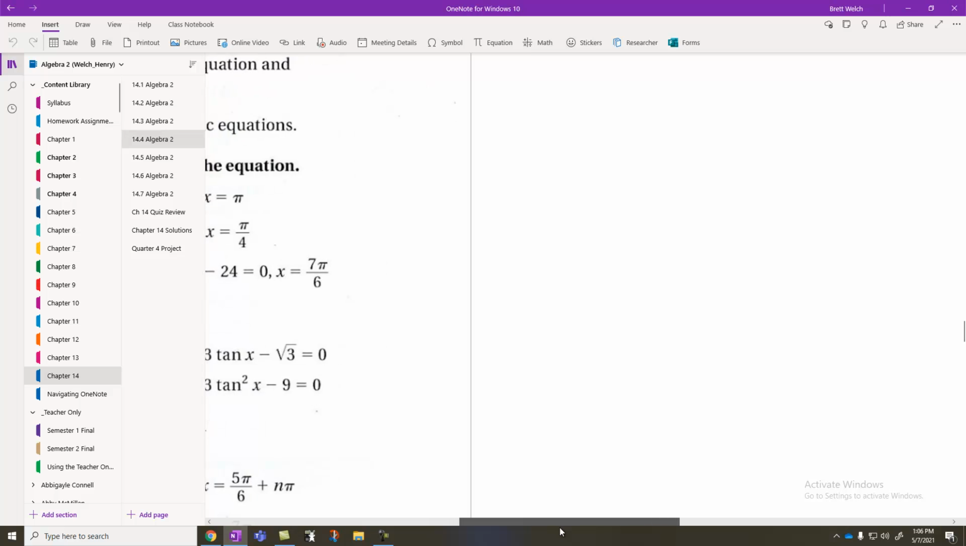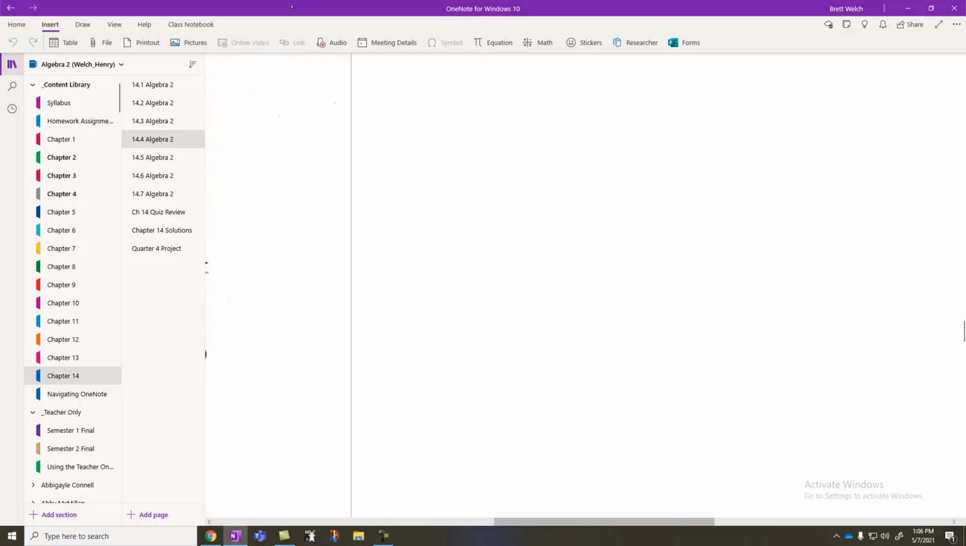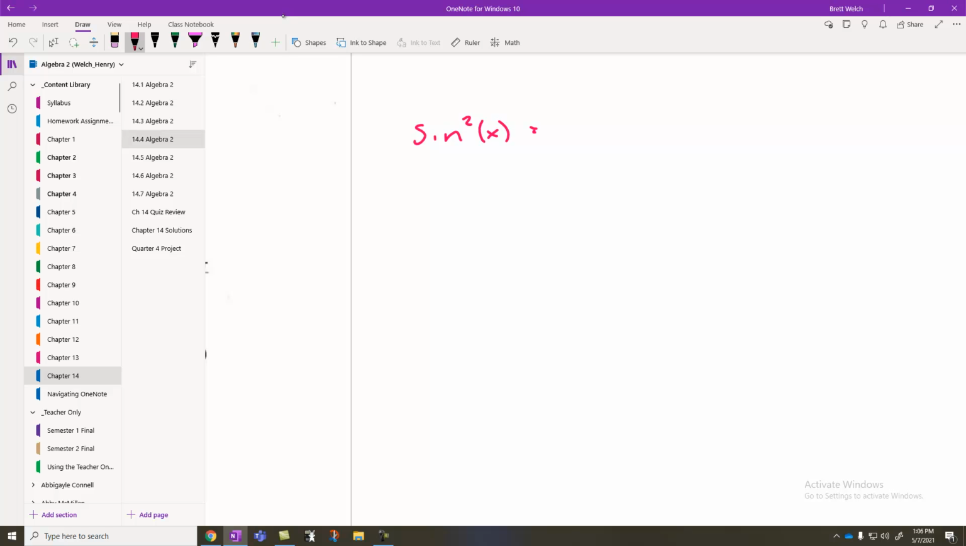Hey guys, this is 14.4, and in this section, conceptually what we want to talk about is trying to solve trigonometric equations. And so I might have an equation like sine squared of x equals, let's say 1/2. Okay, for me to solve this, I want to get rid of this square, so I'm going to have to take the square root, which produces a plus or minus.